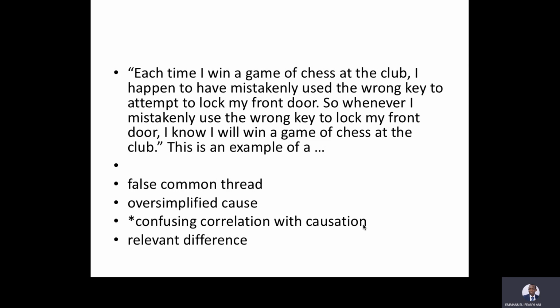False common thread, oversimplified cause, confusing correlation with causation, relevant difference. Now, this is an example of confusing correlation with causation, because this guy has associated winning chess games with using the wrong key to lock his front door. So he thinks that they are not just correlative, but they could also have a causal relationship, so that one of them might be causing the other.